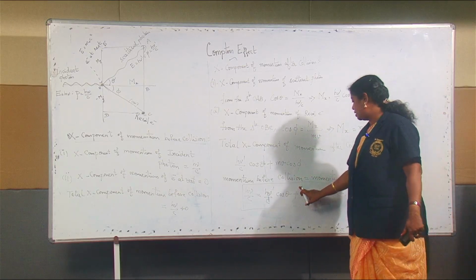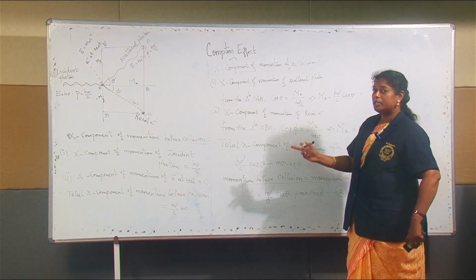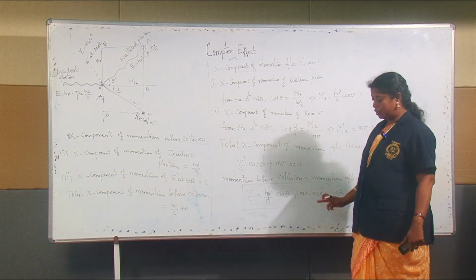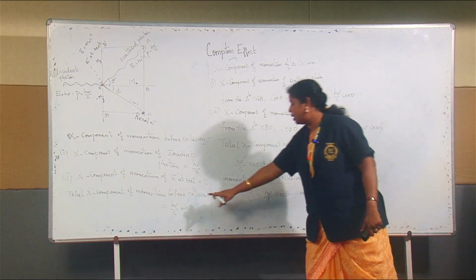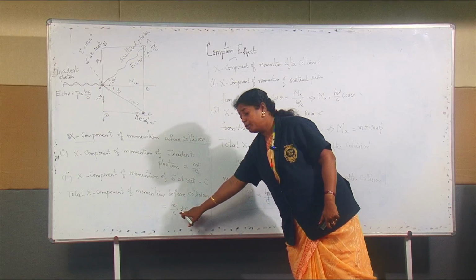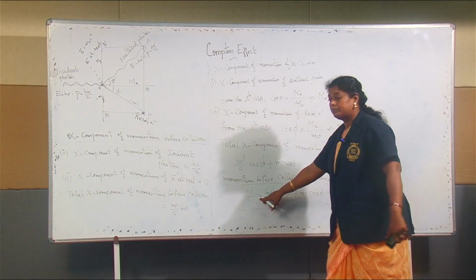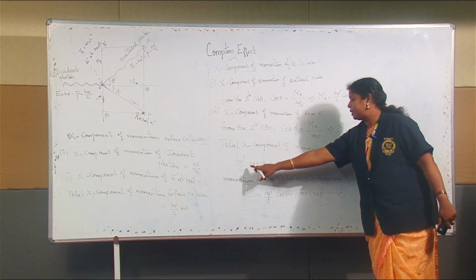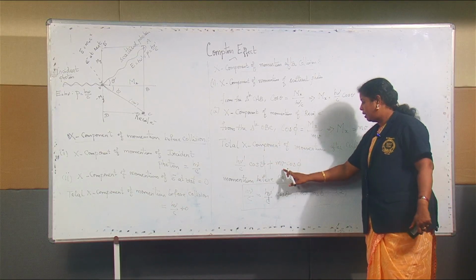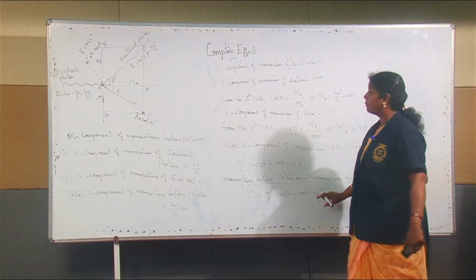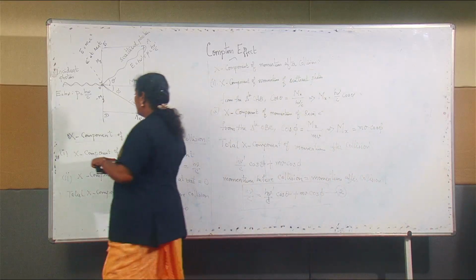So, by the law of conservation of momentum, momentum before collision is equal to momentum after collision. Adding both: before collision is h nu by c, and after collision is h nu dash by c cos theta plus mv cos phi. Okay. Similarly, we want to find the y component.